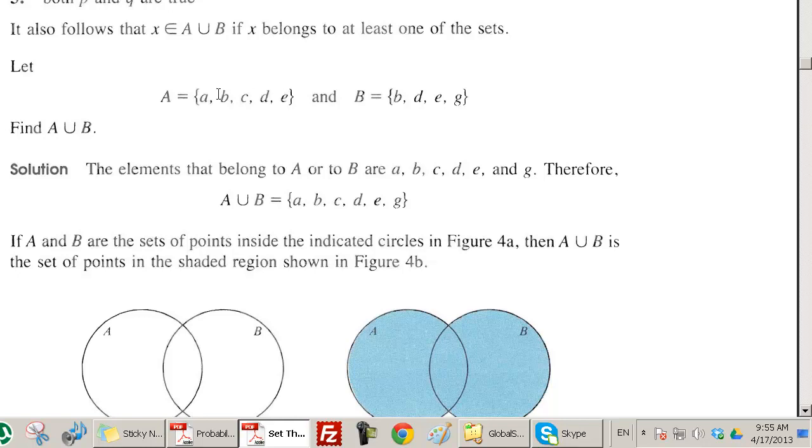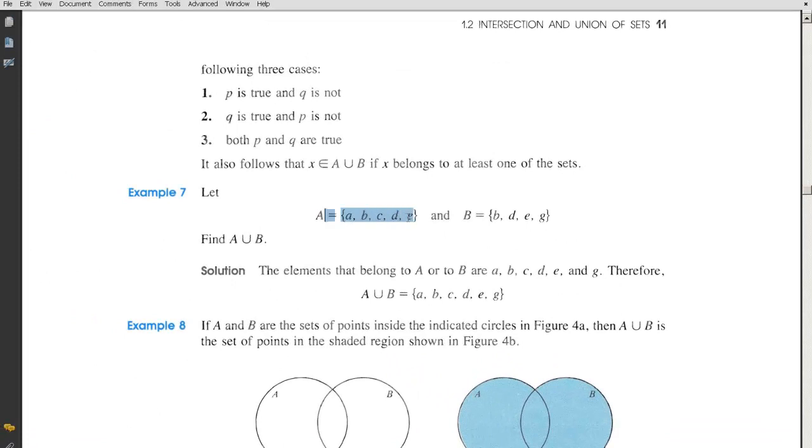Okay, so here's A and B. What's the union of these two? So A is in there, B is in there, C is in there, D is in there, E is in there. A, B, C, D, E. And then B is in there, of course, we already said that. D is in there. E is in there, we already said that. But G is also in there.